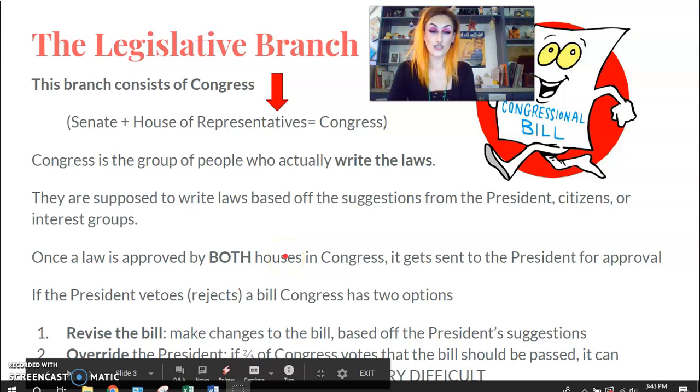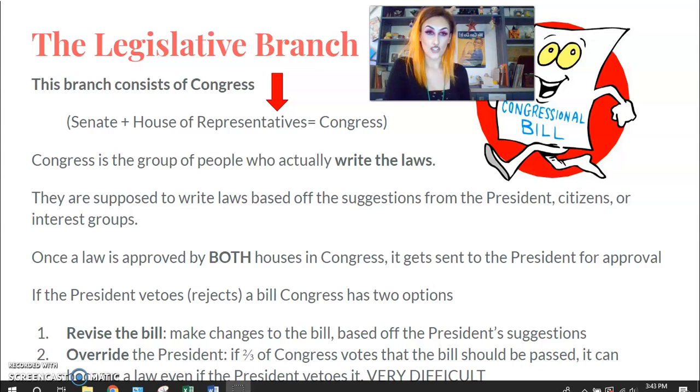So when Congress is writing a law, they try to take in the suggestions or the opinions of the president, citizens, who they represent, this is you, me, everybody in the country, and interest groups. And if you don't know what an interest group is yet, that's okay. Just keep it in the back of your mind. We're going to talk about it more in Unit 4.